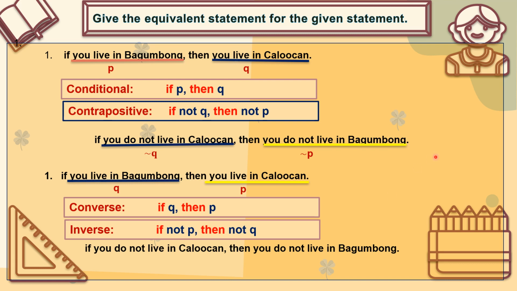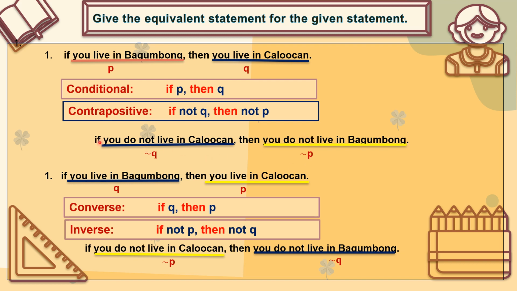So, ano ang ating hypothesis? Ang hypothesis natin ay, you do not live in Caloocan. So, not P po siya. Next, ano yung conclusion? You do not live in Bagumbong. So, ayan po ang ating not Q. So, inverse po yan. Kaya kung mapapansin nyo, kahit ano man ang unahin ko, conditional man or converse, same statement lang po yung kalalabasan nila doon sa equivalent statement nila.